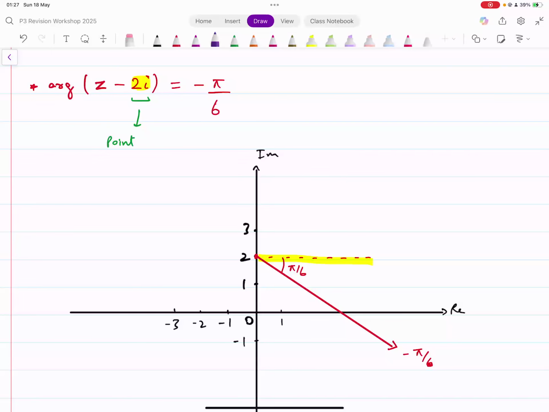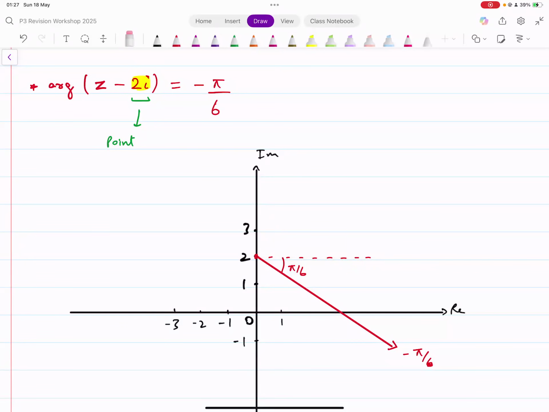What do we do for this? What's the point that we're talking about? We're talking about 2 iota. Where is 2 iota? This is the point 2 iota. We draw a horizontal line, this yellow line. You don't necessarily have to draw this. You can draw a dotted line like this, like I've drawn here. The angle has to be measured from this line now.